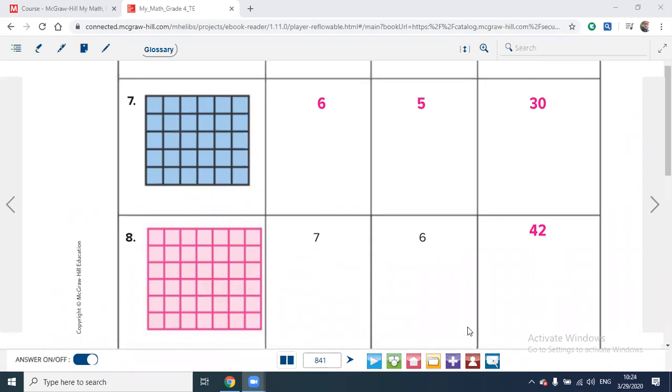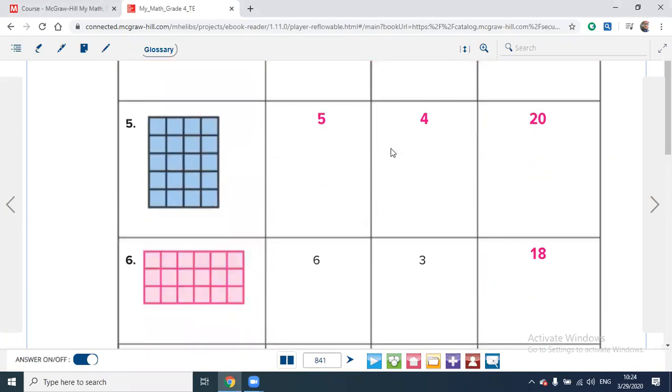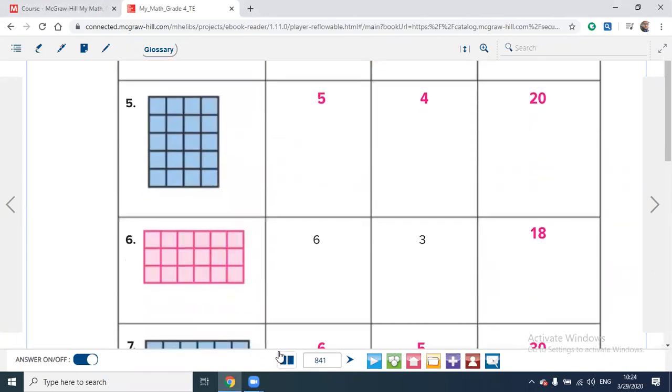Okay, whose hand is up? Go up. Okay. Saif has a question. Yes, Saif. Teacher? Yes.